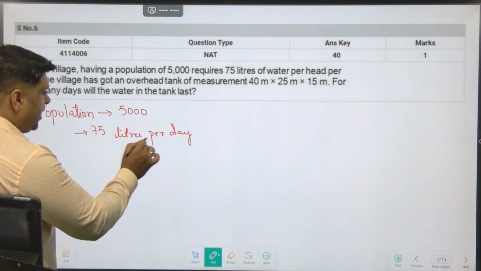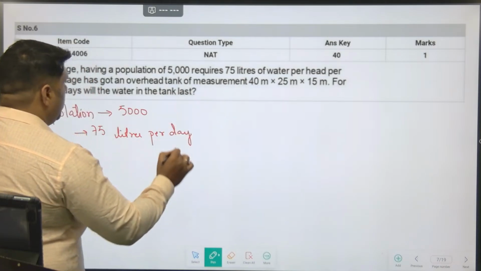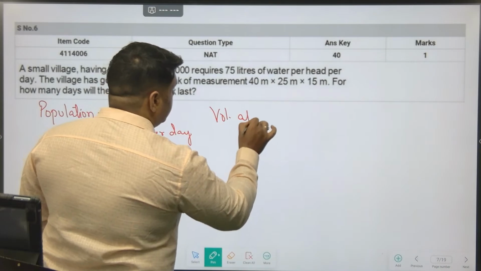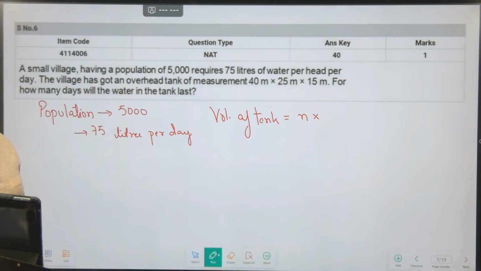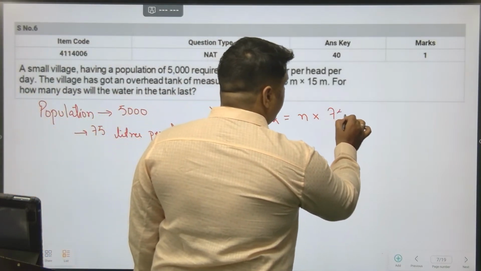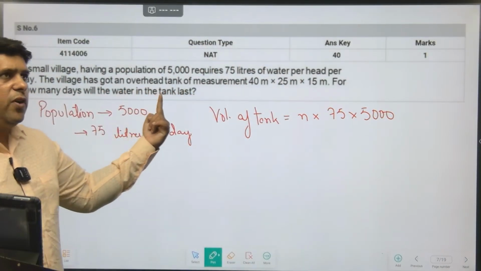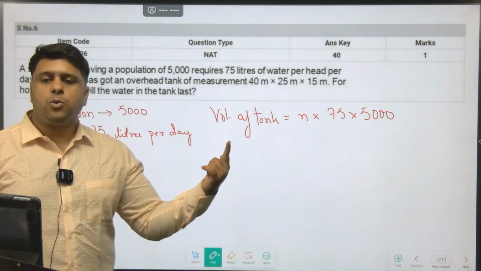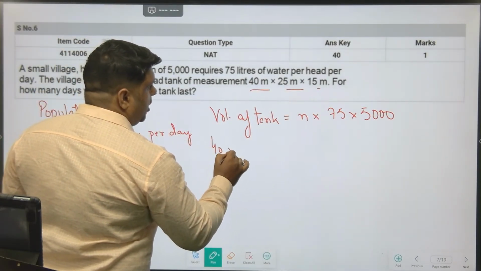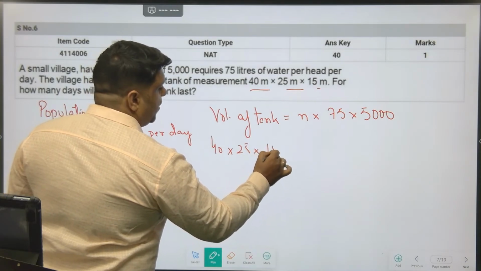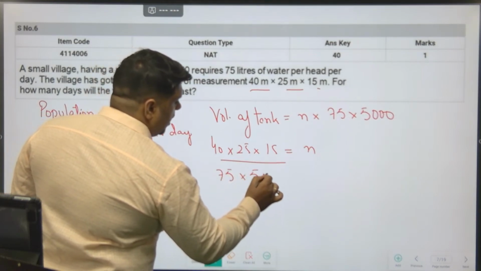Now let's find the total consumption first. The volume of the tank must be equal to n into total consumption. So total consumption is 75 into 5,000. This 75 is for one person only, and in total we have 5,000 people. So the volume of the tank, directly multiply them: 40 into 25 into 15 is equal to n. Let's bring them here. 75 into 5000.